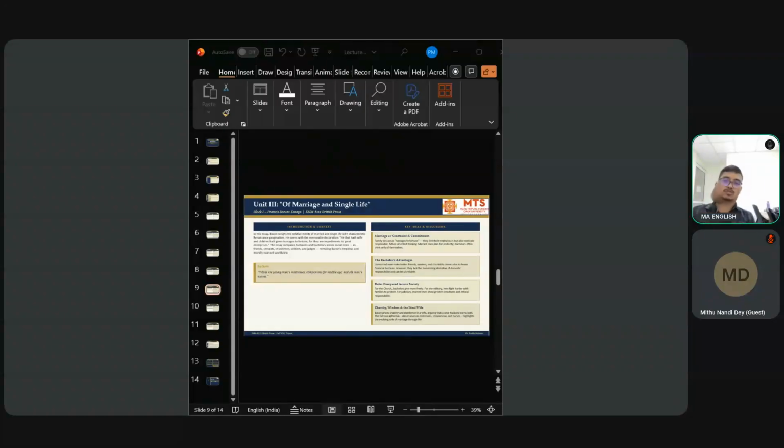So Bacon then goes on to compare the roles of married and unmarried men across different areas of social life. For the church, bachelors give more freely to charitable causes because they have fewer financial obligations. For the military, married men are said to fight harder because they have families to protect and are therefore more strongly motivated.